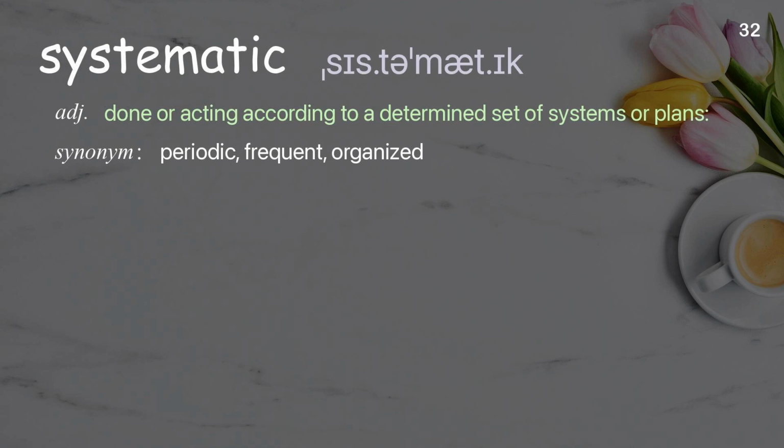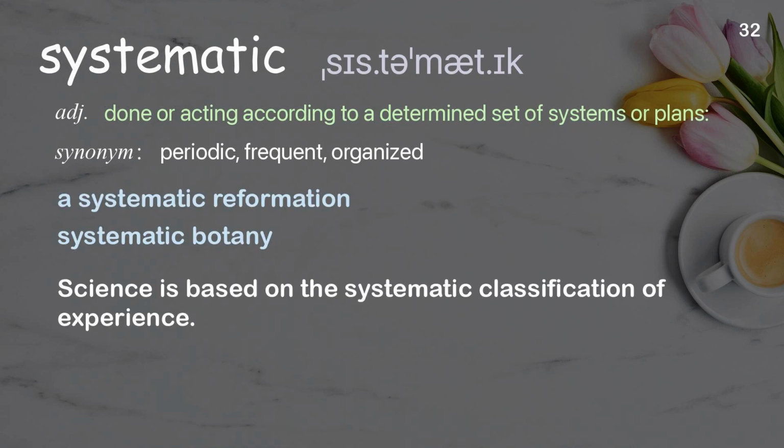Systematic. Done or acting according to a determined set of systems or plans. Examples: A systematic reformation. Systematic botany. Science is based on the systematic classification of experience.